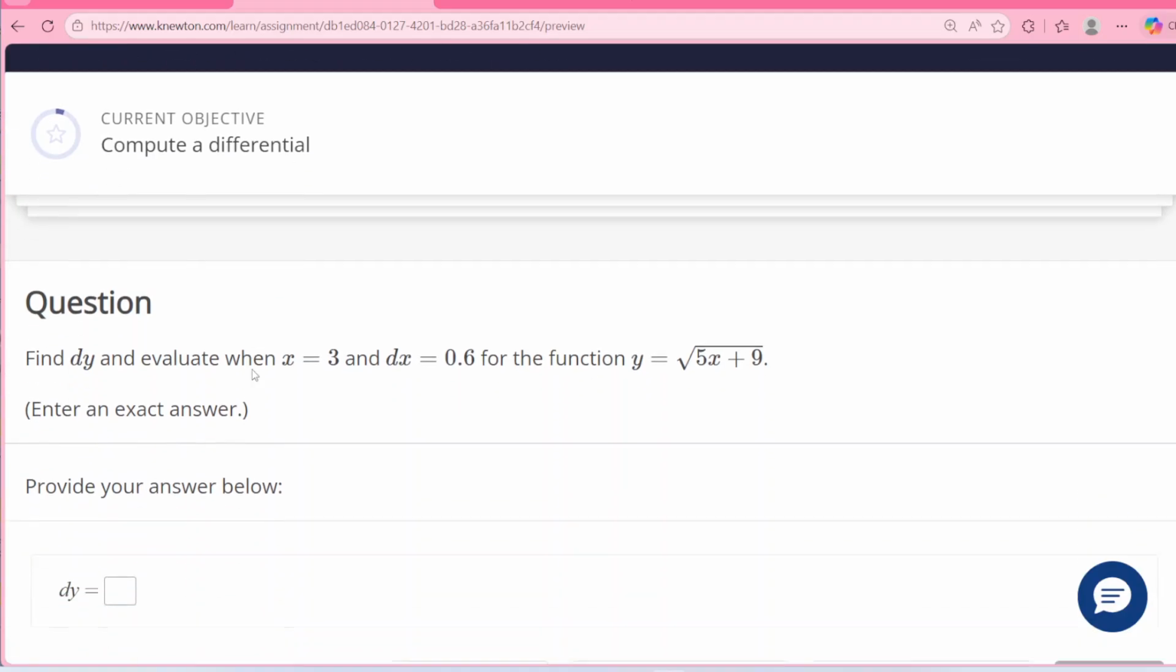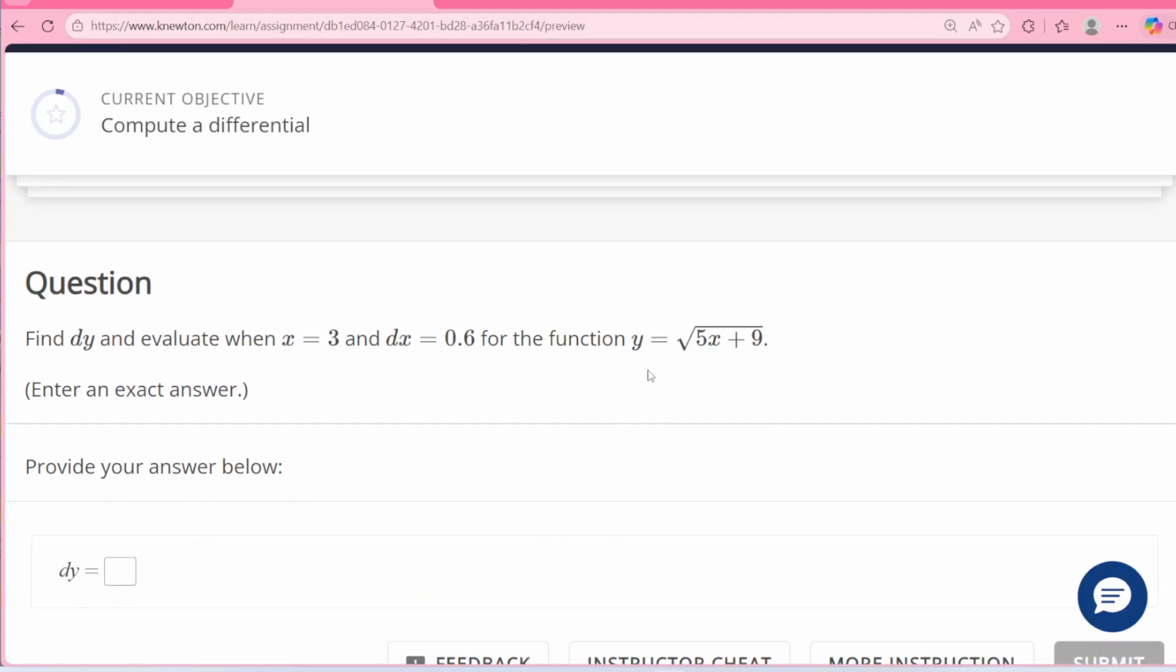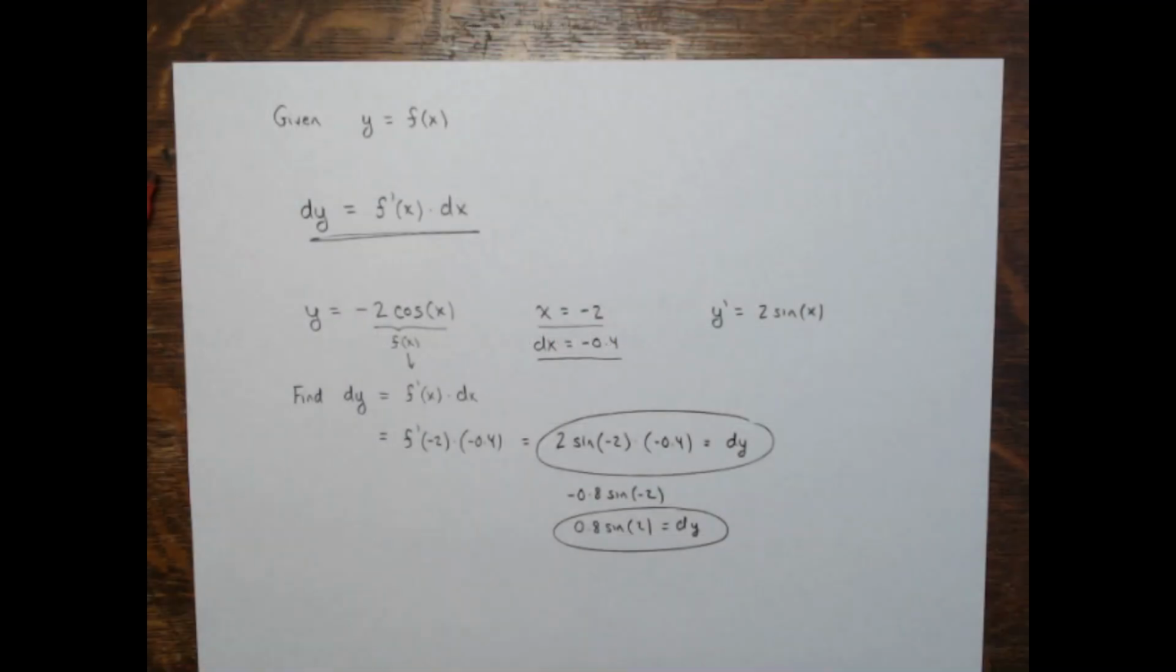So another one, computing a differential. Just like the last question, we're given a function of x, y is a function of x. We're told the value we're considering the tangent line at. So I'd be looking at the tangent line to this graph at x equals 3. Remember, dx tells me how much I change the x on the tangent line. So I increase x by 0.6. And we're asked to calculate how much the y would change on that tangent line, using the slope, using the derivative.